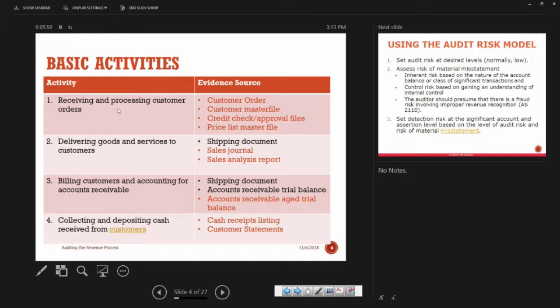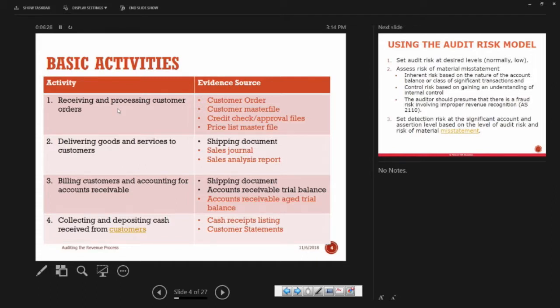And then the price list master file, which contains the prices for the goods that the company is selling. You want to make sure that your controls ensure that it's being updated on a timely basis. If prices are overridden, what kind of controls are in place over that, who authorizes that. So that's the processing of the customer order. Now you've processed the customer as a valid customer, they have sufficient credit, and we're charging them prices per the price list master file. Now we want to deliver the goods and services to the customers, that's the shipping.